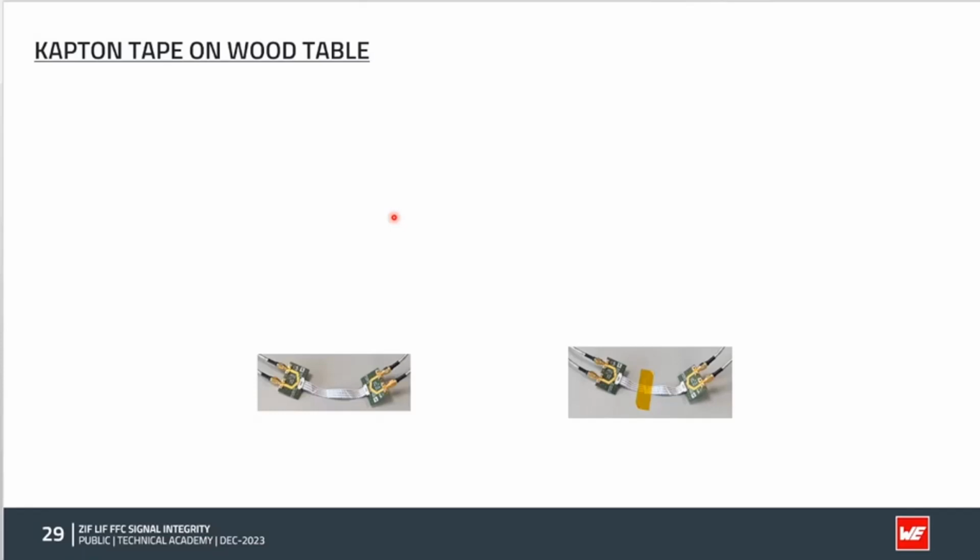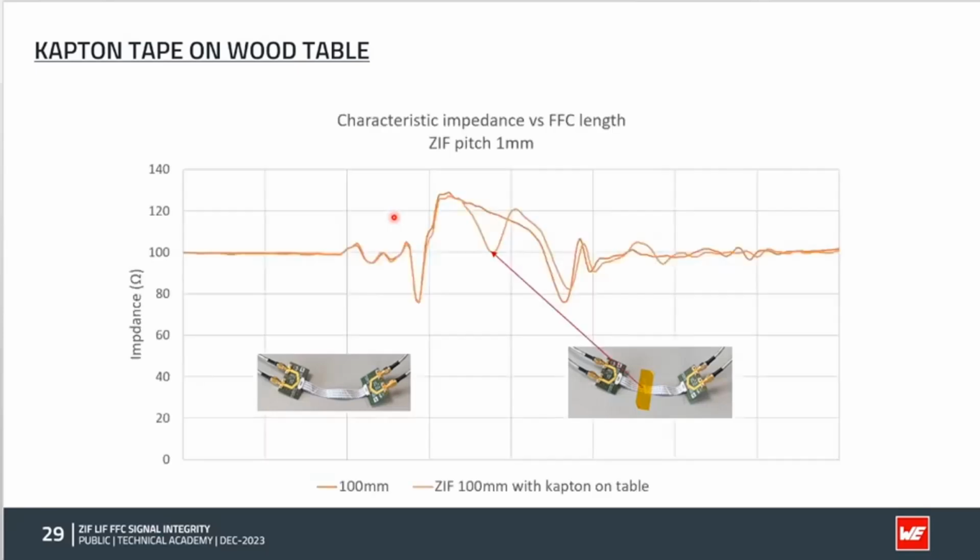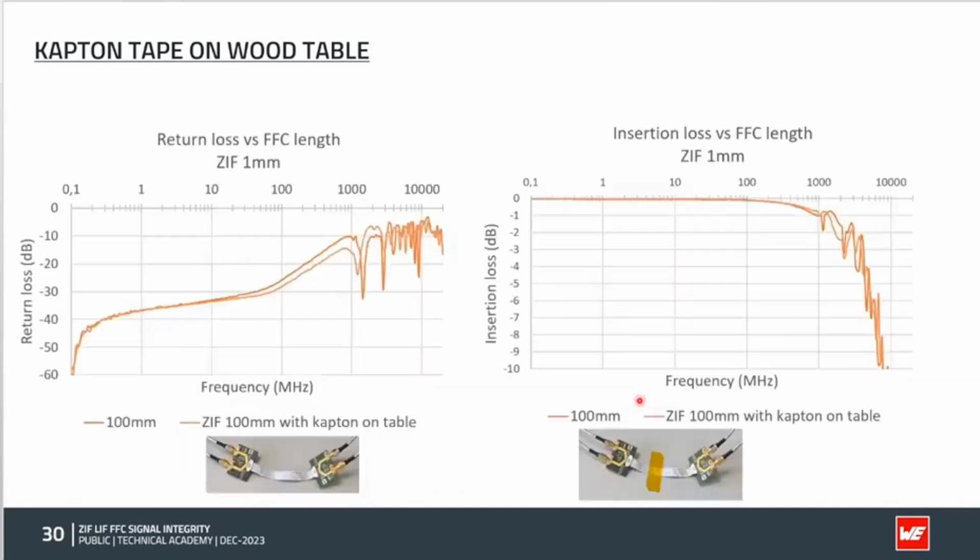Say you have vibrations on your system and you don't want the FFC moving up and down all the time. Then you take Kapton tape, any kind of tape, and you stick it. I did it on the table, a plastic wood table. Does it have an influence on the signal integrity? Yes, you see that the impedance changes, because you change the permittivity of the environment of the signal. Does it have an impact? Not really, so you do not really have to consider that. The insertion loss is a little bit different, but not by much. So if you do not want your FFC moving up and down, then you can do it.